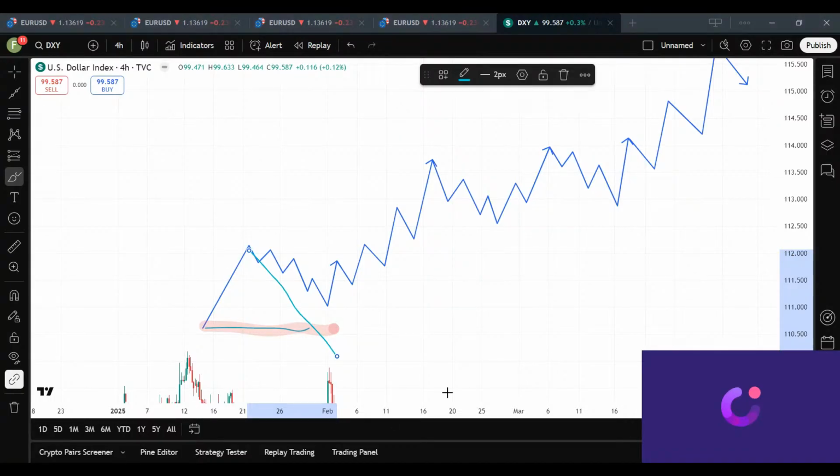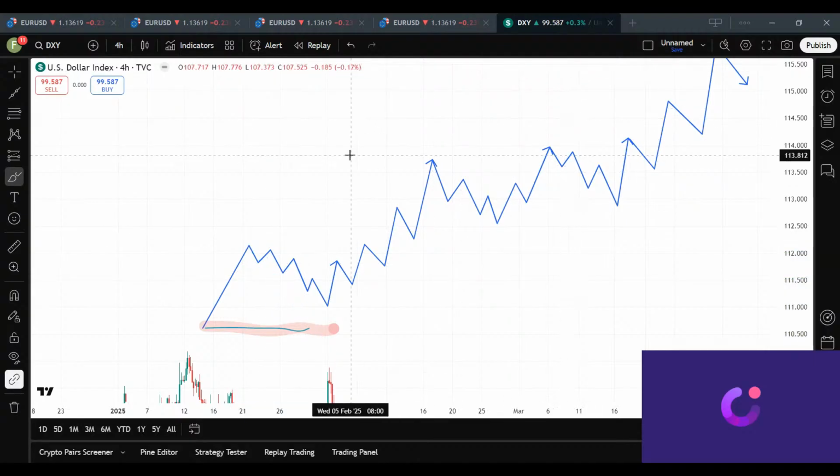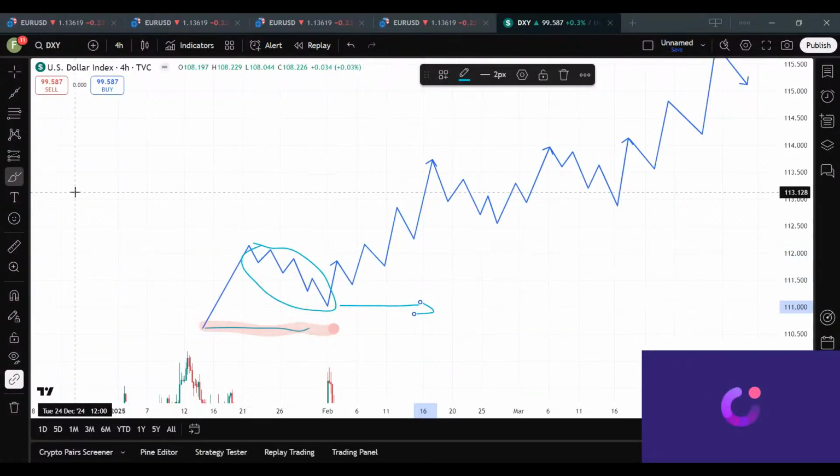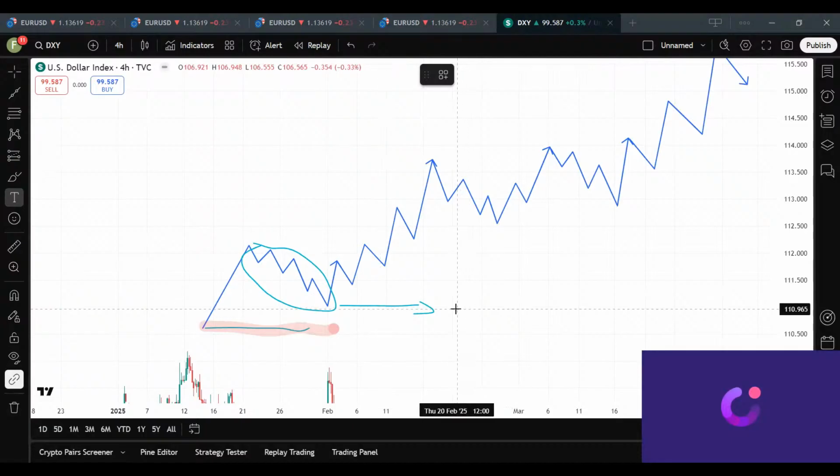So what do we call these things? This is what we call internal structure. Internal structure.